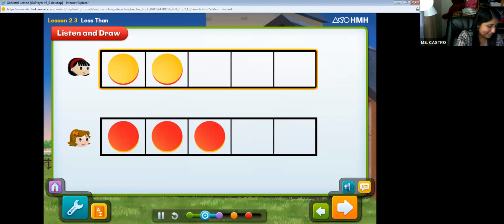Jody uses yellow counters to show the number of dolls she has. Carrie uses red counters to show her dolls. Let's see which set has a number of dolls that is less than the other set. You can compare the sets by matching. Click the sets to draw lines to match Jody's counters to Carrie's counters. Not every counter has a match. Let's compare the sets by counting. Click to count how many are in each set.